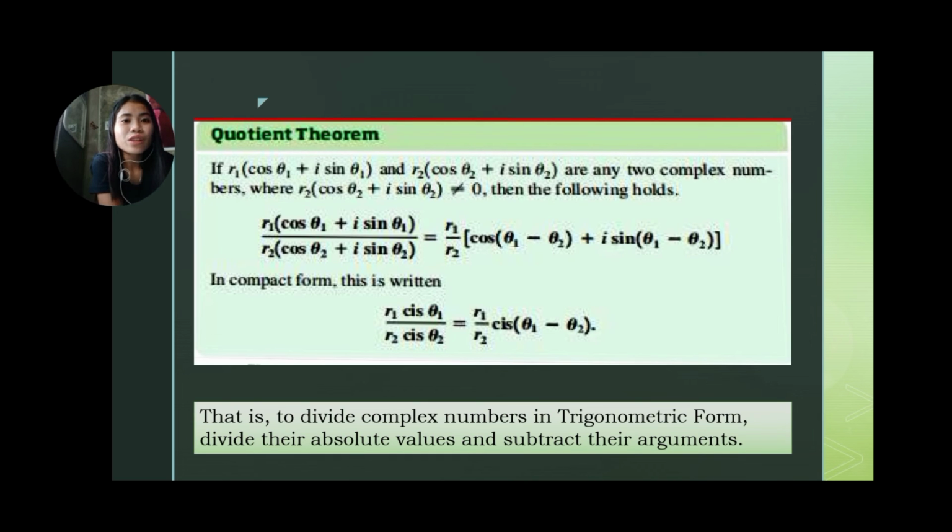And this is the quotient theorem. In compact form, this is written as r sub 1 cis theta sub 1 over r sub 2 cis theta sub 2 is equal to r sub 1 over r sub 2 cis the quantity of theta sub 1 minus theta sub 2. That is, to divide complex numbers in trigonometric form, divide their absolute values, and subtract their arguments.